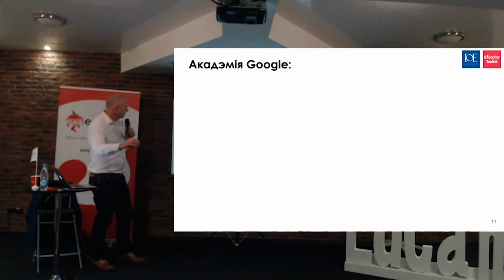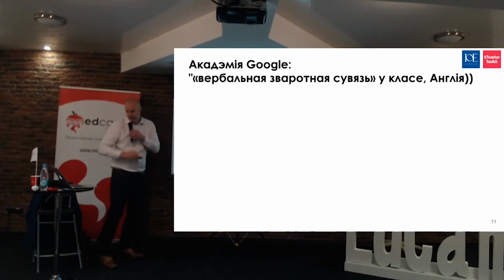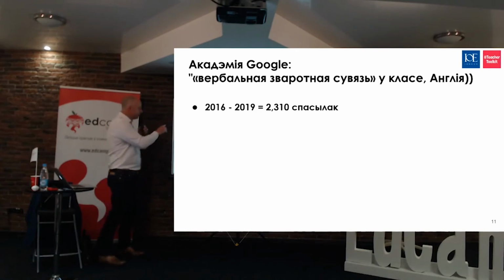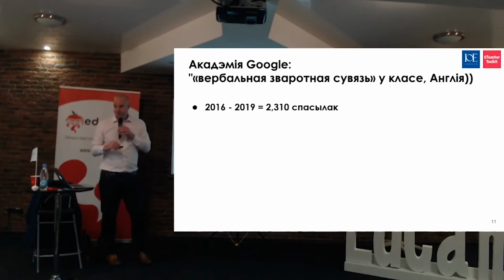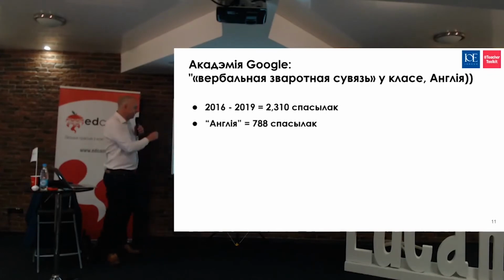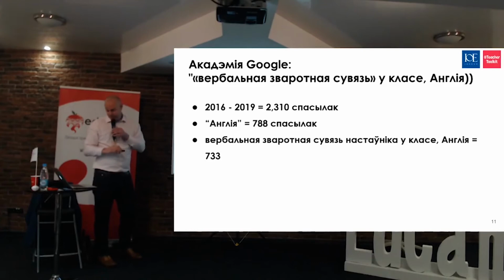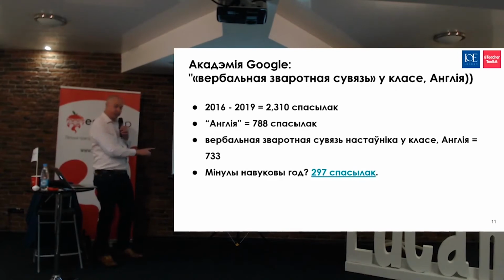So here is what I did for this research. The first one here, Verbal Feedback Classroom England. From 2016 to 2019, there were 2,300 results on Google. It will still take me too long. It'll take me years to read all of those. When I typed in England, it went down to 788. When I typed in verbal feedback in quotation marks and England in quotation marks, it dropped a little bit to 733. I then went to the last year, 2019, because at the moment I had all the dates. So it dropped to 297.